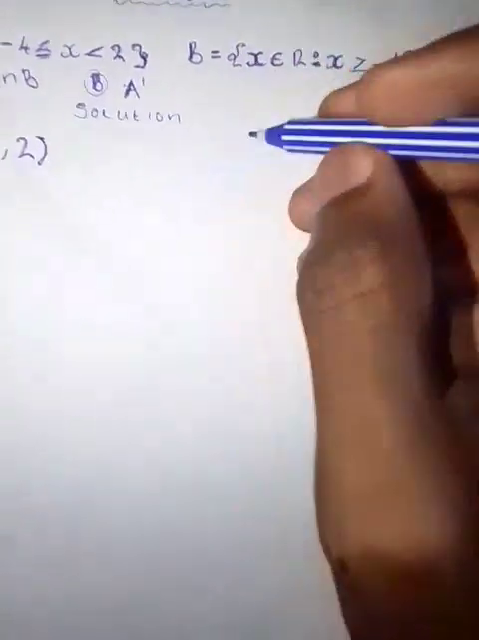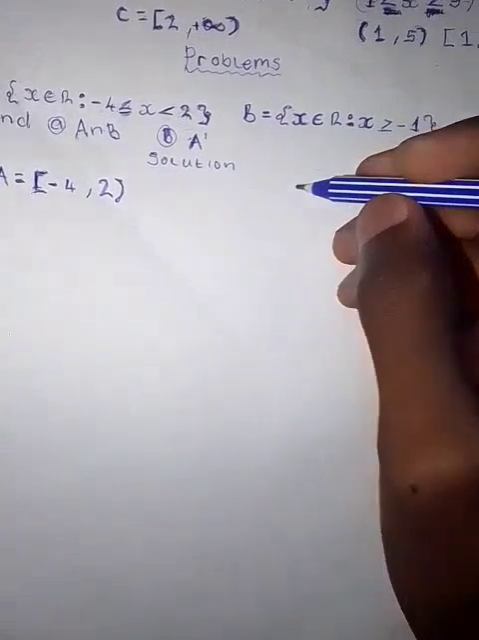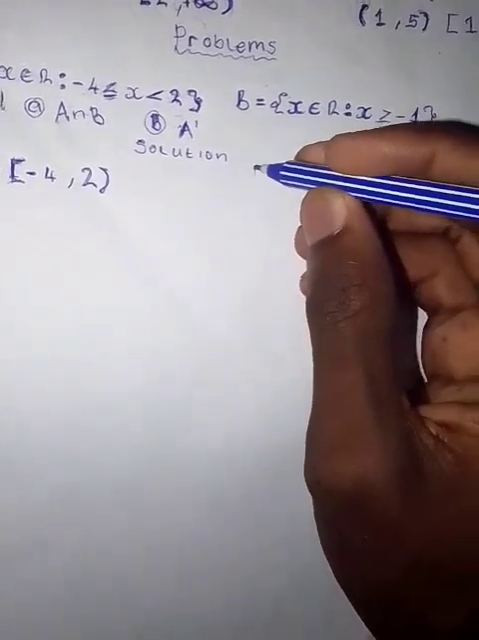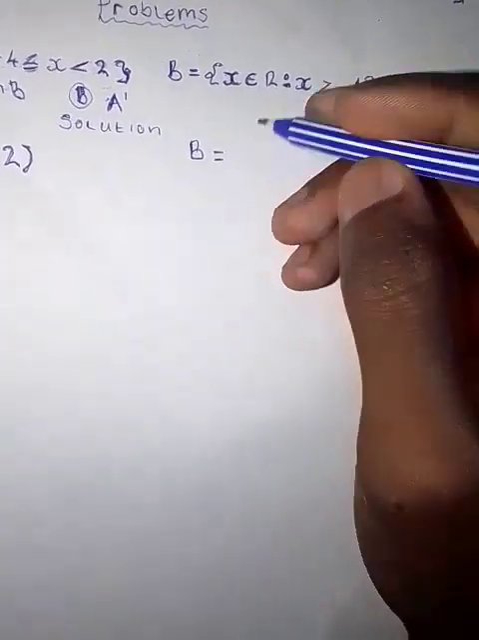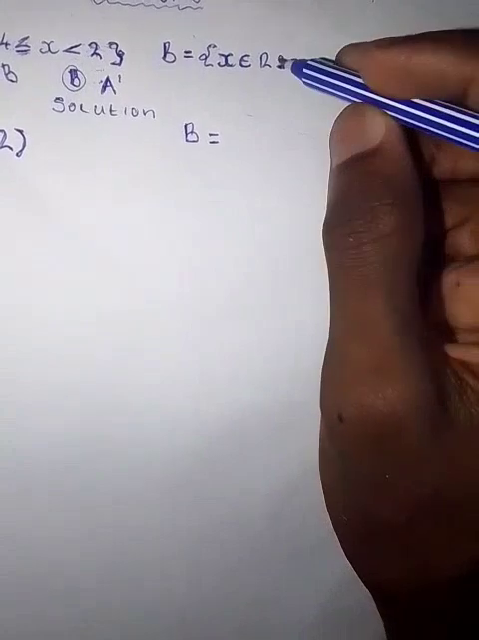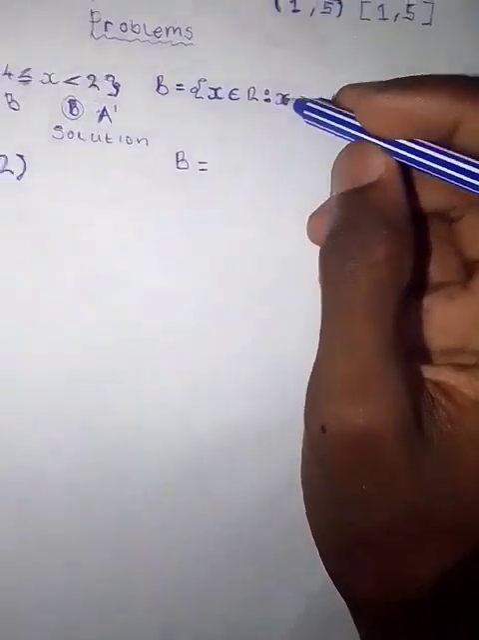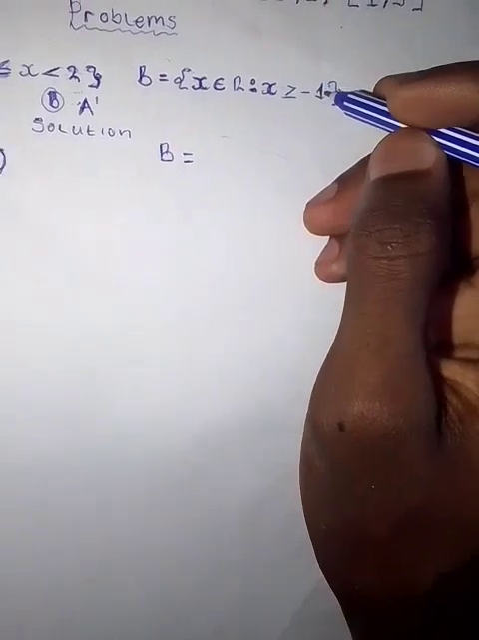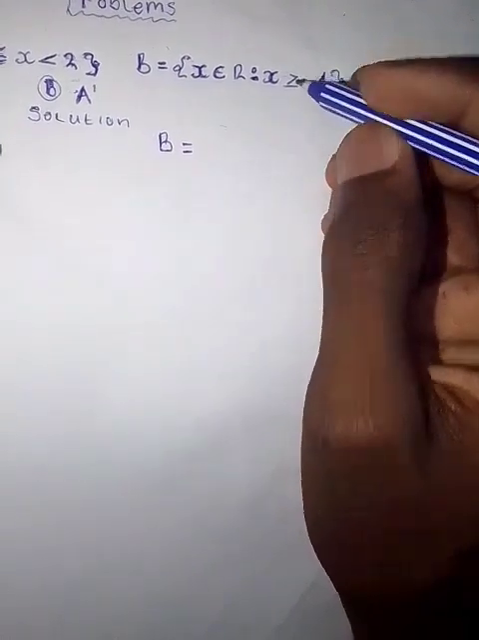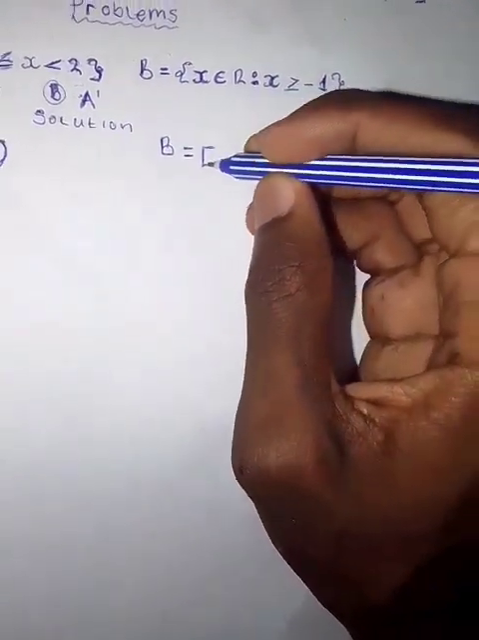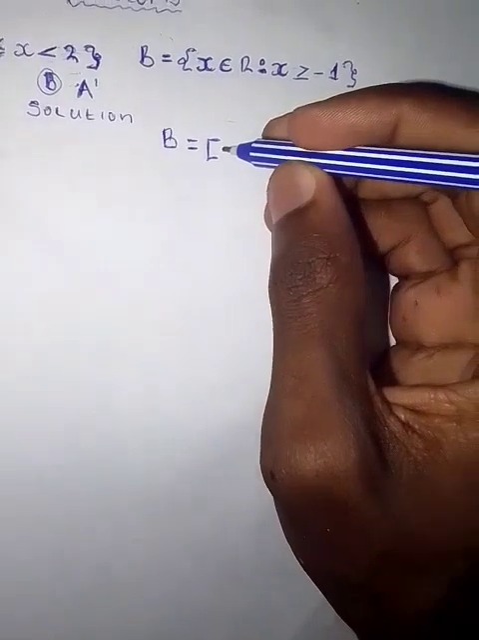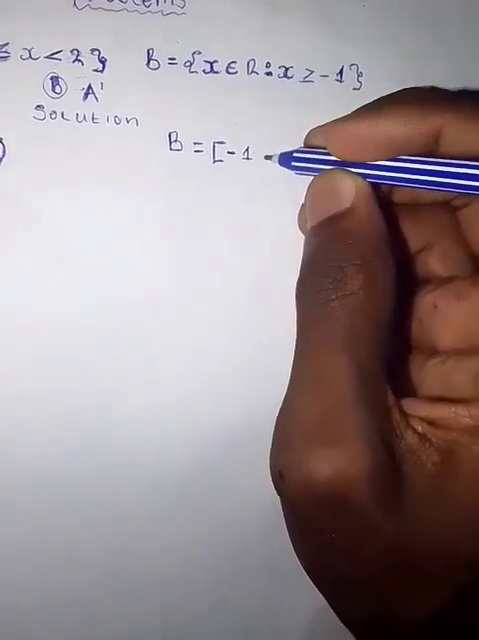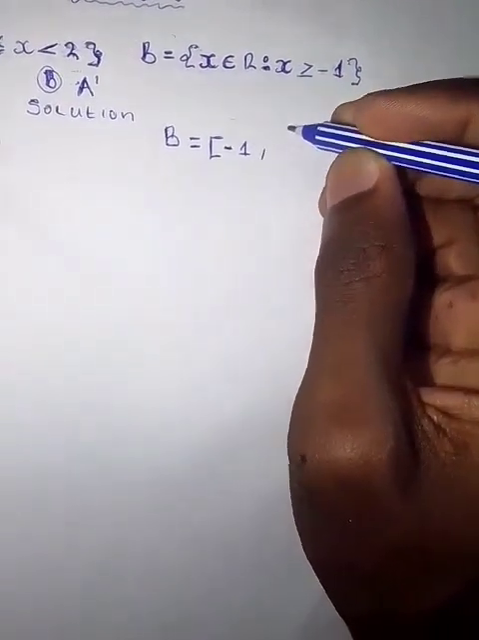So now you are going to write B. For B, they are saying that it is a real number, starting from -1, which is included. It's part of the set, so it's going to be a square bracket. We are going to write -1, separated by a comma. And where are we ending?